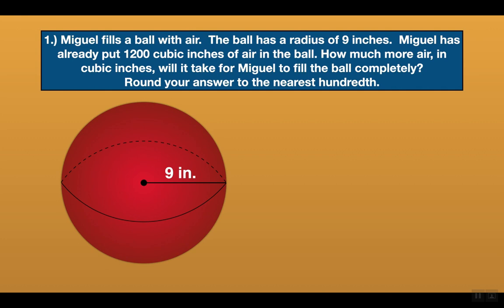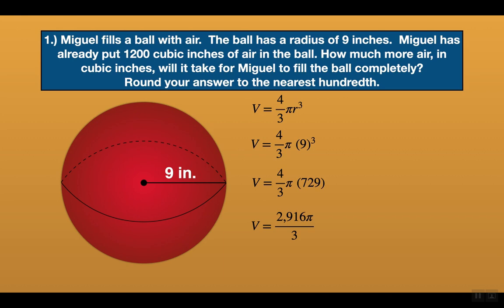Now first we're going to need the formula for the volume of a sphere, which is volume equals 4/3 times pi times radius to the third power. Since we know that the radius is 9, let's substitute that value into the formula. Now from there, let's follow the order of operations and first do 9 to the third power. 9 to the third power is going to give us 729.